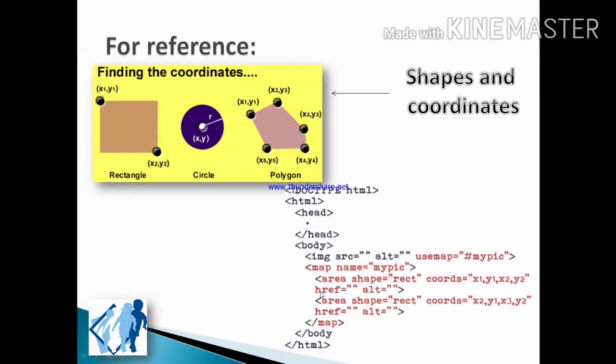Okay, this will be the coding. The coding will look like this. See here, img src. Here we will add the image, we will use any alternate text, and the most important thing is usemap. Okay, so this is the basic structure of our image map coding.